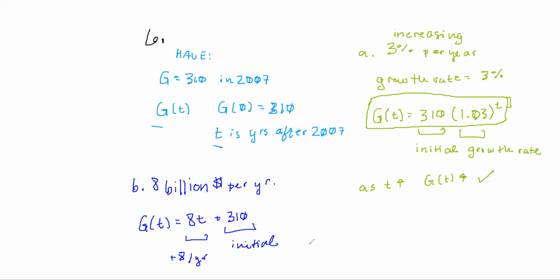If I were to look at 2010, that would be T equals 3. So G of 3 is equal to 8 times 3, or 24, plus 310. So it's just going to steadily increase at a rate of 8 per year. And that is my linear one, and this is going to be my exponential one. You can see in the long term, you want exponential growth, but if you're talking about something like money, that is the difference between these.